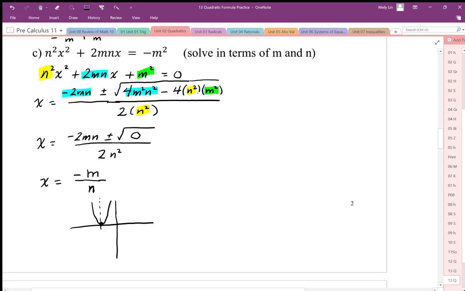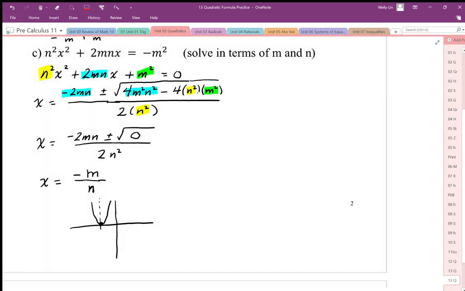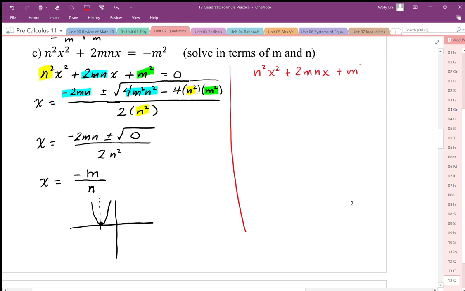Not only that, because that 0 is a perfect square, this also means that this was actually factorable. Okay, so this is actually a factorable quadratic. So if I go back to my quadratic here, if I want to factor this, I can write this as a factored quadratic. So starting with n squared x squared, plus 2mnx, plus m squared equals 0.